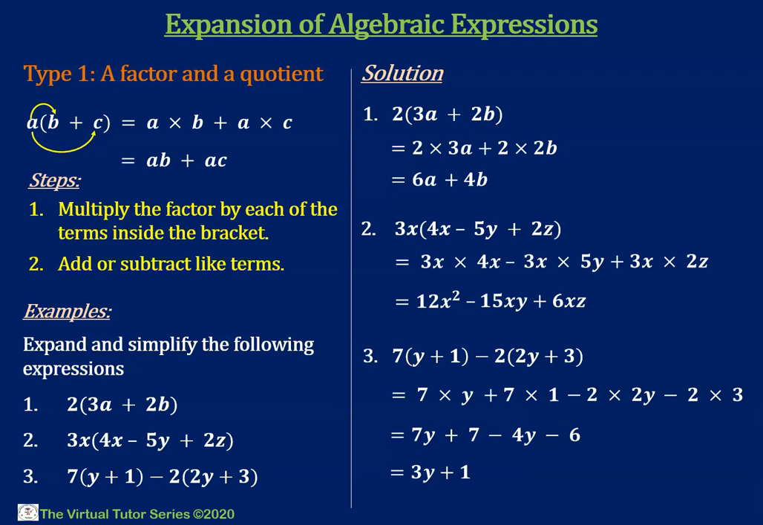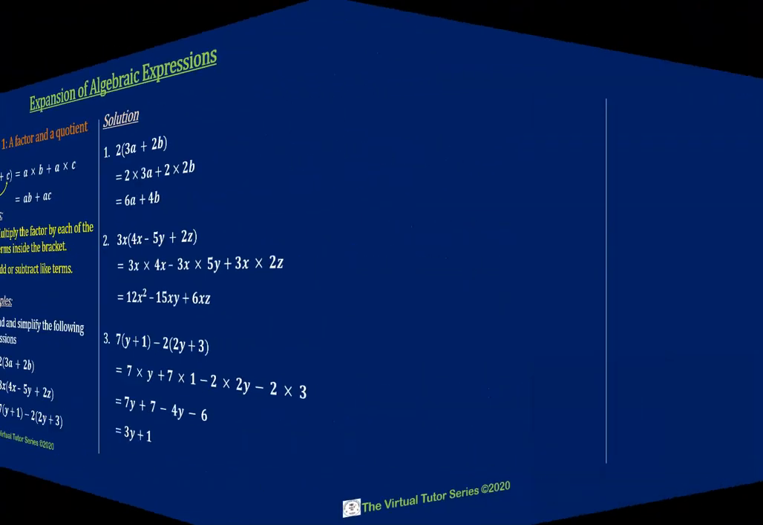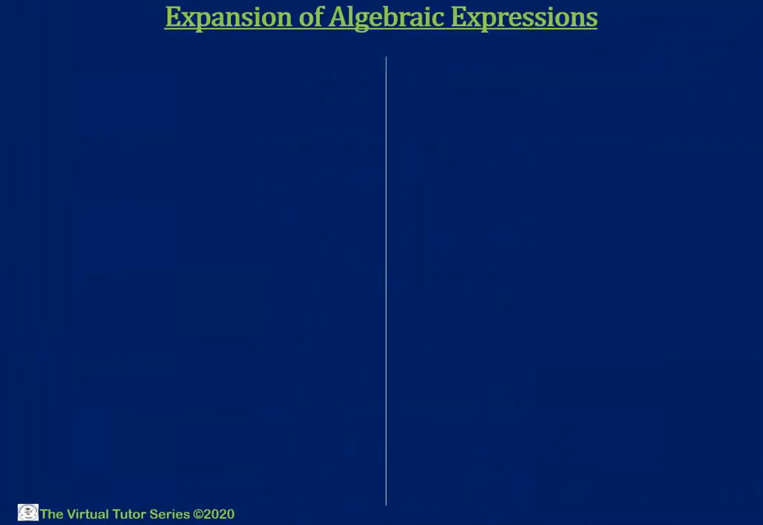Awesome. Shall we now move to the expansion type 2, which is the multiplication of two binomials? As the name suggests, a binomial is an expression that contains two terms separated by an addition sign or a subtraction sign.